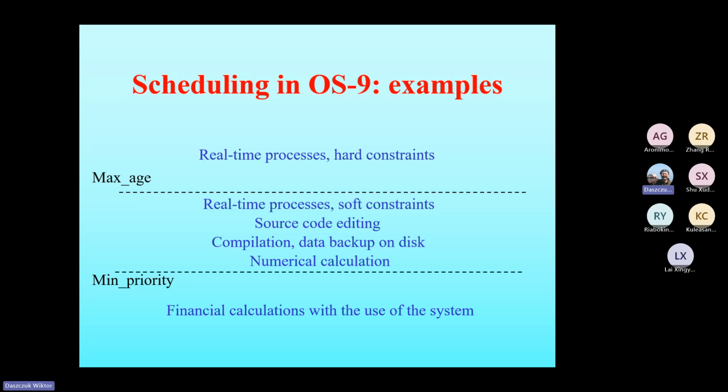But financial calculations, they are important. However, it is not important when they finish their work. So they can wait for the time given for those calculations. Of course, I assume that the system is generally schedulable. If the system is not schedulable, we must simply buy another computer.